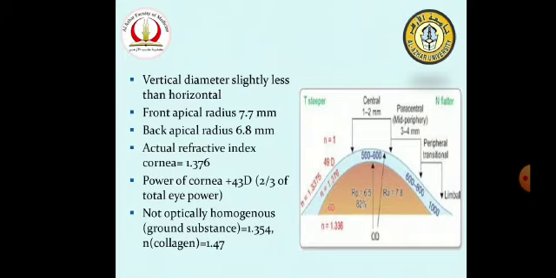It is not optically homogeneous because there is a difference in refractive indices of the ground substance and the collagen fibers of the cornea.